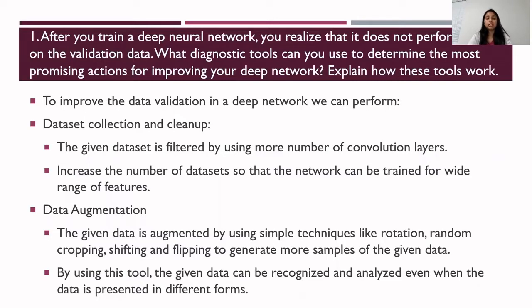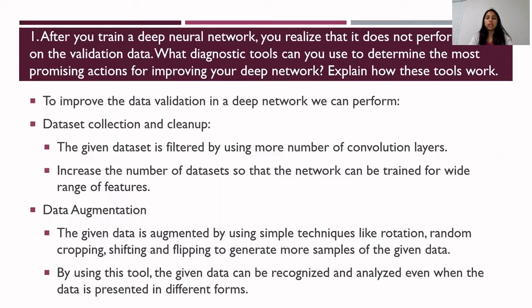The first one is dataset collection and cleanup. If the given dataset is filtered by using more convolution layers, and the size of the dataset is also increased, then the network can be trained for a wide range of features.